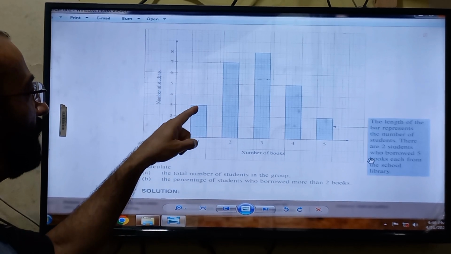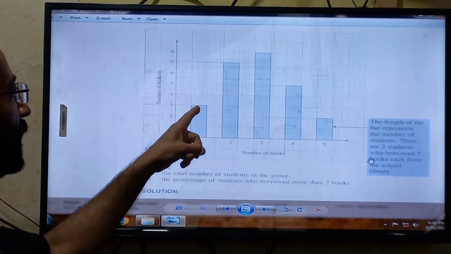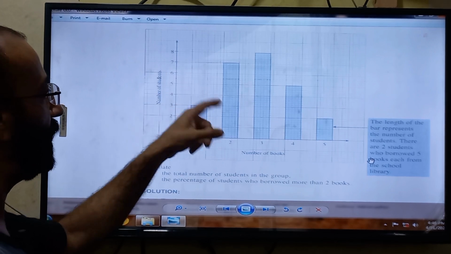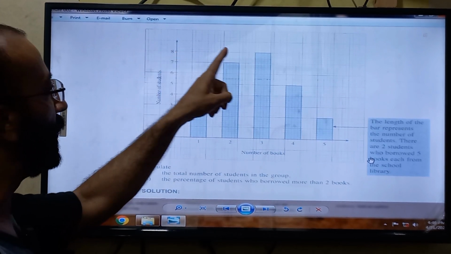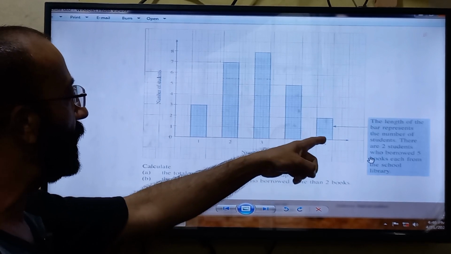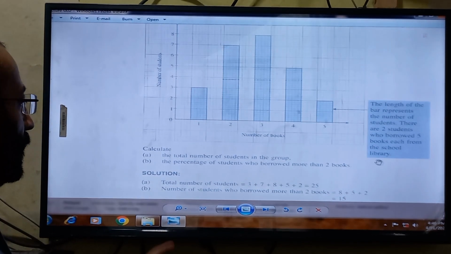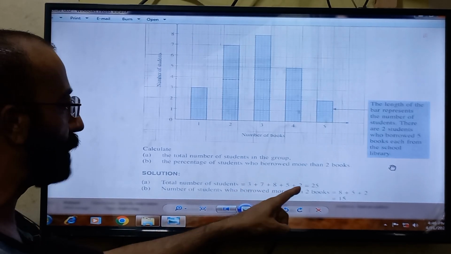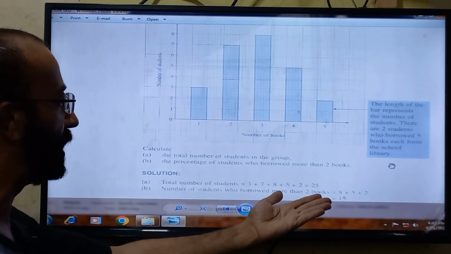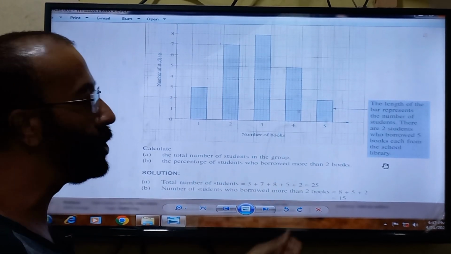Very simple. You have to sum all the numbers represented by the bars. That is, first bar represents 3, second bar represents 7. So there are total now 10. Third is 8, so 18. Next is 5, so 18 plus 5 is 23. Next is 2, so 23 plus 2 makes 25. So this is the total number of the students. You have to add up all the values represented by the bars. So that makes actually 25. That is 25 students.